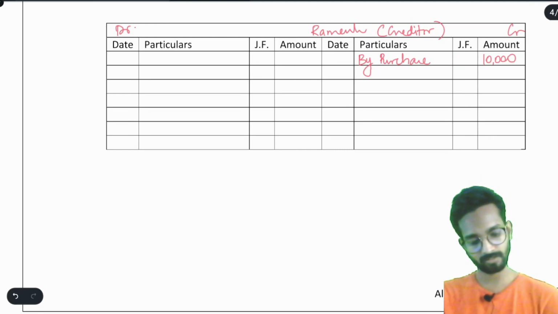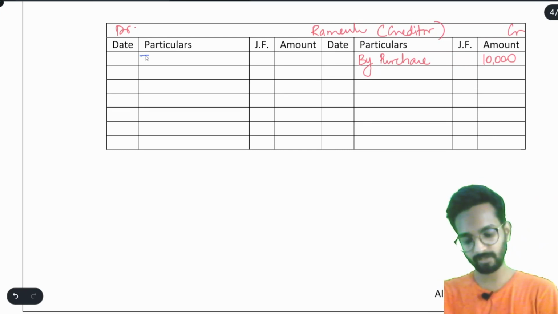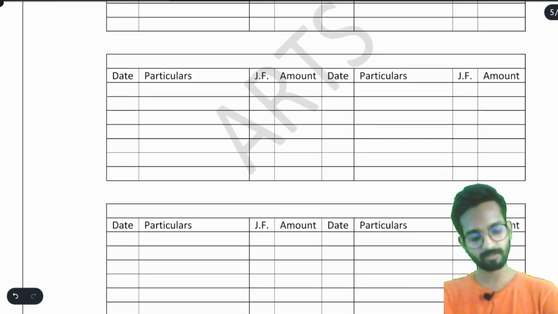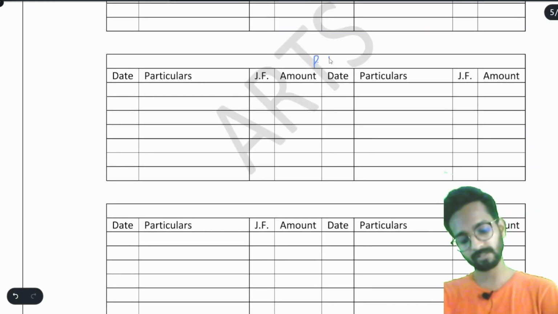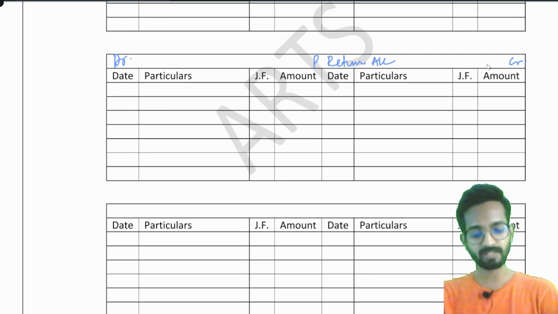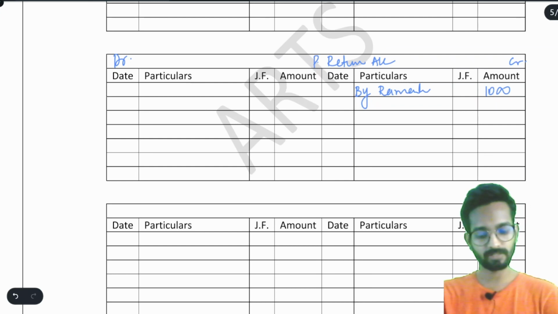Ramesh. In Ramesh I will write to purchase return 1,000. Simple. Now I will prepare purchase return account. So purchase return account, credit, debit. What will be the journal entry? Ramesh to purchase return. So purchase return is credited by Ramesh 1,000. Simple enough.